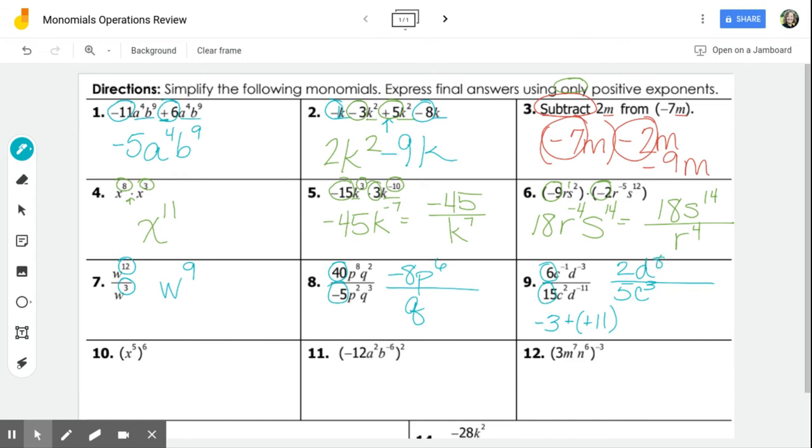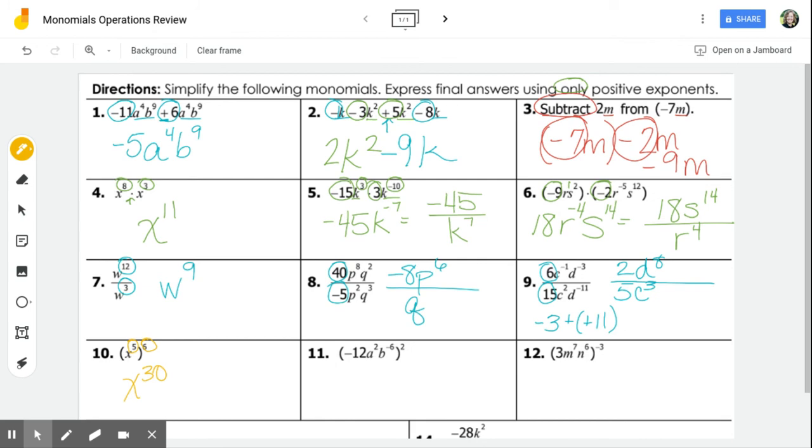Okay, the last three are powers raised to powers, is another way of saying that. And I'm going to choose a new color. Well, I don't know how well this will show up, but we'll give it a try. Remember, we look for the common base, or the base that we have here in this monomial raised to this power. And the shortcut is we take the power within the parentheses, and we multiply it times the power outside. So that would be x to the 30th.